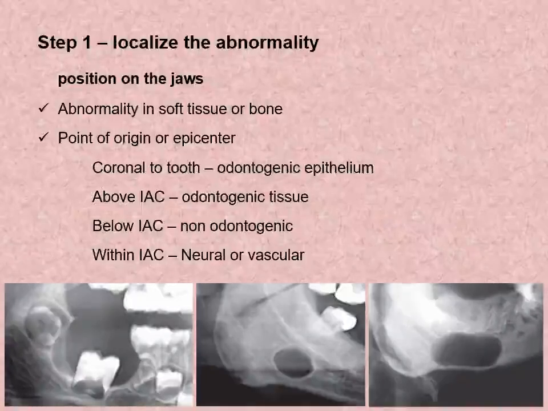If the epicenter is arising within the inferior alveolar nerve canal, as seen with image 3, it is understood that the lesion is arising from the alveolar canal. That can be neural or vascular lesions arising from the inferior alveolar canal.